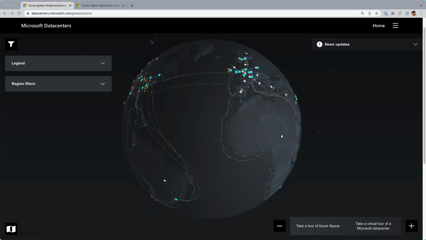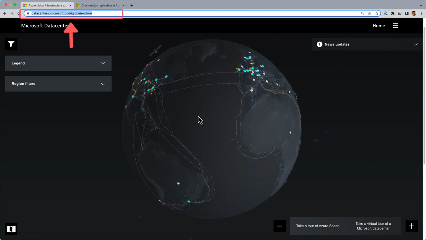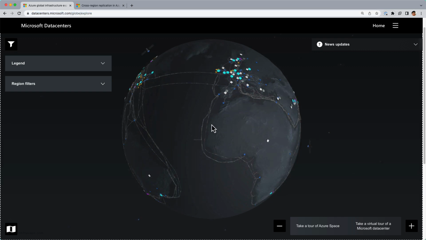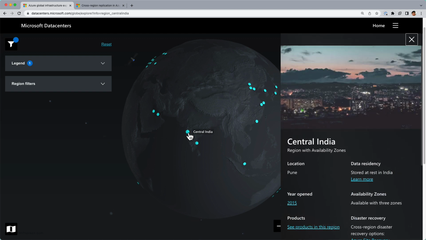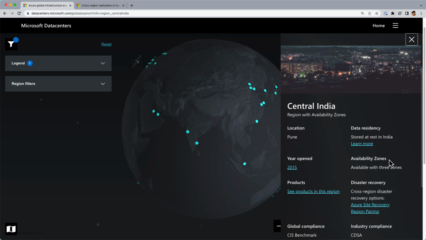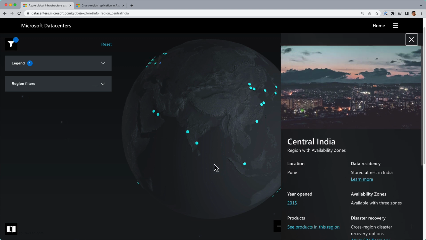Azure provides an excellent web page showing Microsoft data centers and various other physical infrastructures in a friendly global image. To view this, navigate to datacenters.microsoft.com/globe/explore. The globe shows the physical infrastructure plotted against each country. It includes additional details such as the inception year, product availability, and global compliance levels.